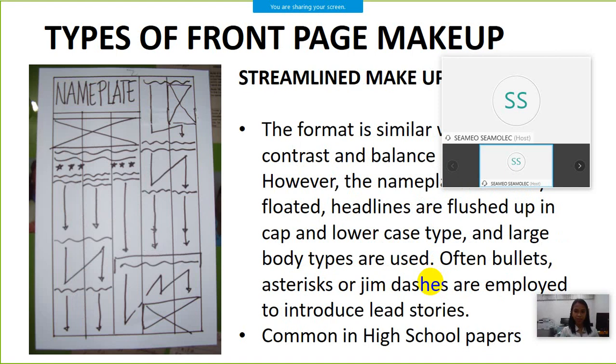Another one is the streamlined makeup. The format is similar to that of contrast and balance makeup. However, the nameplate is usually floated. Headlines are flashed up in cap and lowercase type, and large body types are used. Instead of boxing stories in full, 3/4 boxes are restored too. You often use bullets, asterisks, or gym dashes to introduce the lead stories. This is actually common in high school papers or in school publications. So that's a streamlined makeup.